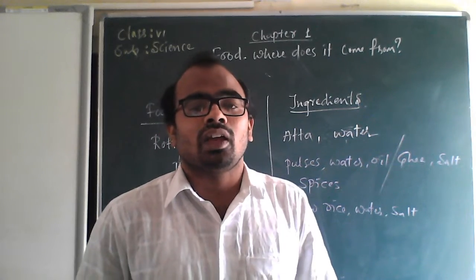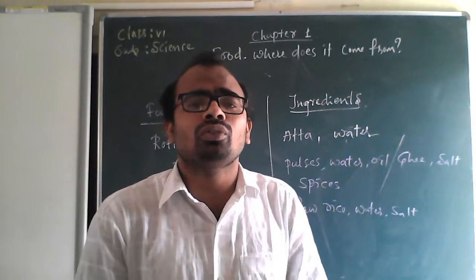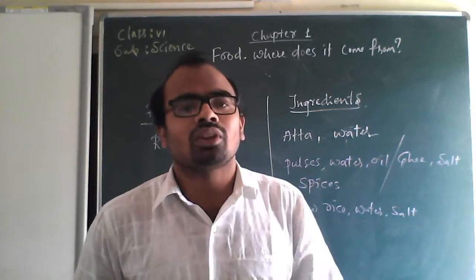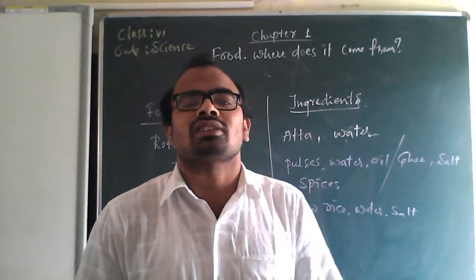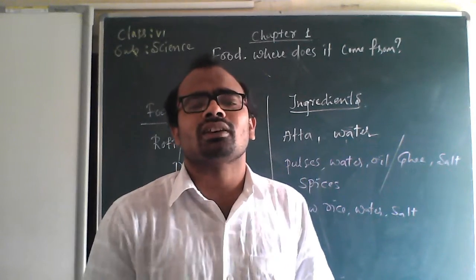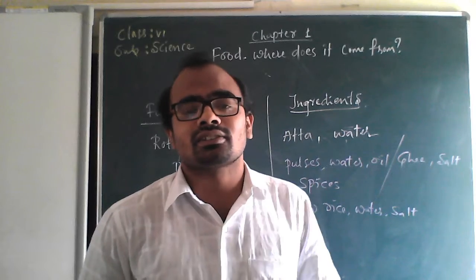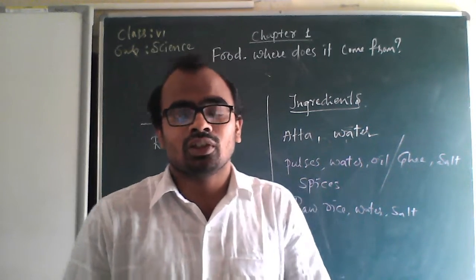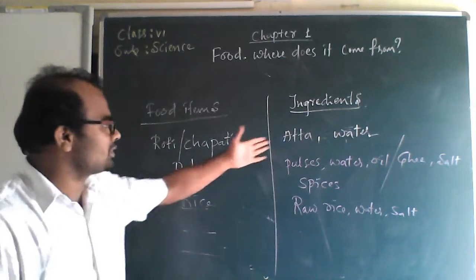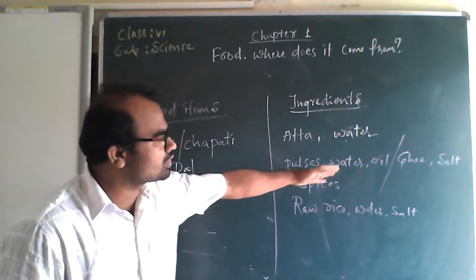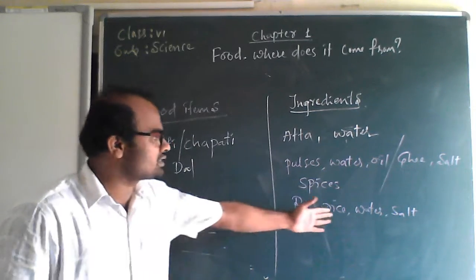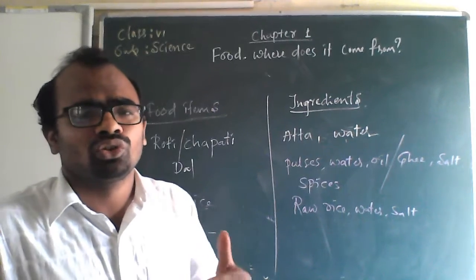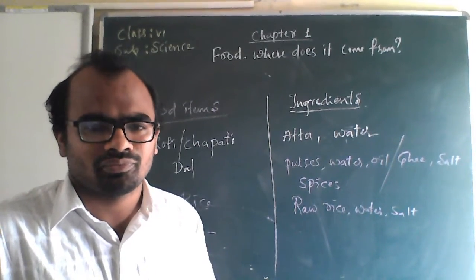Okay. And whenever we prepare a food, some food materials are needed to prepare that food, that we call as ingredients, that we learned in this class. So different food materials are needed, different ingredients. Okay. So all those we discussed in this class. So for example, roti or chapati, atta and water are the ingredients; dal, pulses, water, oil, ghee, salt and spices are ingredients; rice, raw rice, water, salt. So for some foods, only two, three ingredients are needed.